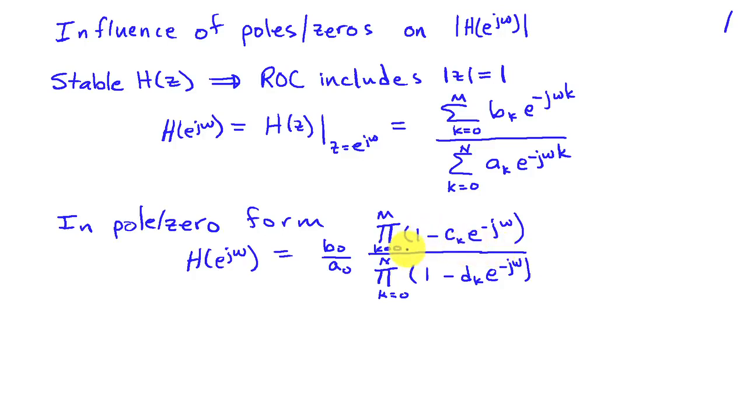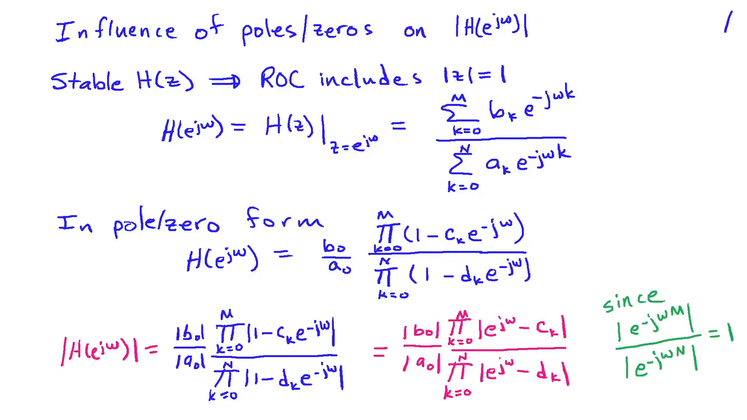And then we'll be left with a product of terms that have zeros and poles in them. So we'll have from k equals 0 to M of 1 minus c_k e^{-jω}. And then we'll have from k equals 0 to N, 1 minus d_k e^{-jω}. So if I take the magnitude of this expression, the magnitude of a product is just the product of the magnitudes. So I can write this as the magnitude of b_0 divided by the magnitude of a_0, the product, 0 to M, of the magnitude of 1 minus c_k e^{-jω} times the product k equals 0 to N of 1 minus d_k e^{-jω}.